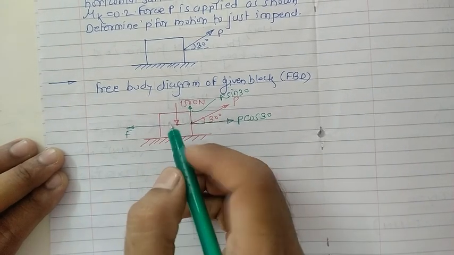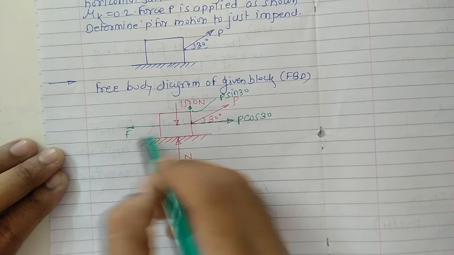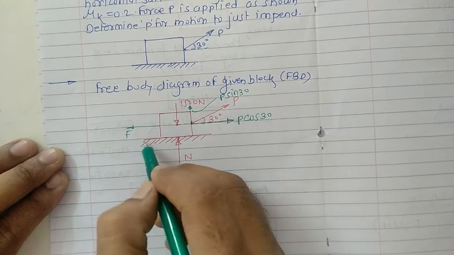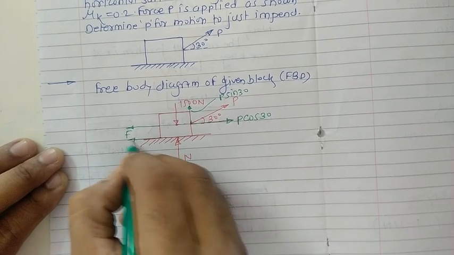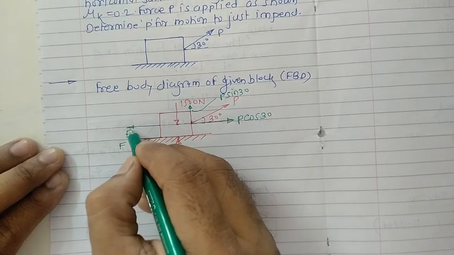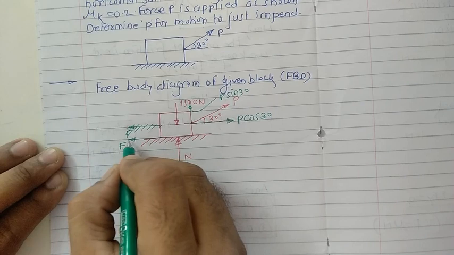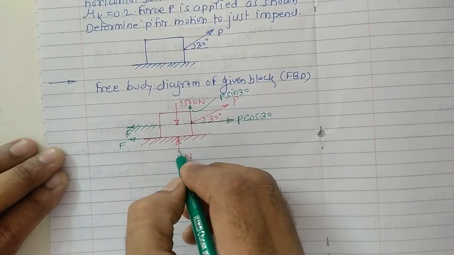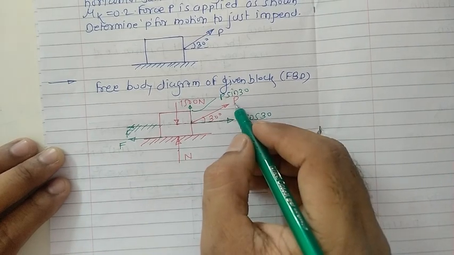Remember that this resisting force is in between the block and this surface. So one can show this force here instead of showing this force here. Okay, this is the correct position for that force F. Now if you just see here, the force F with us here, normal reaction with us here. Now my target is to get the value for this P.